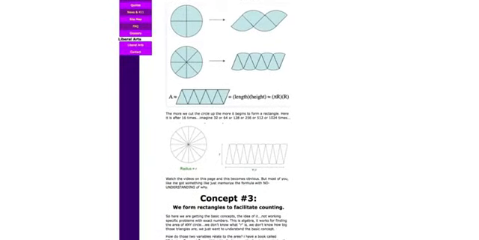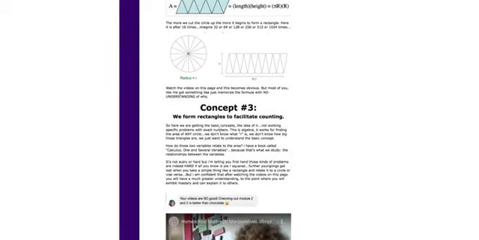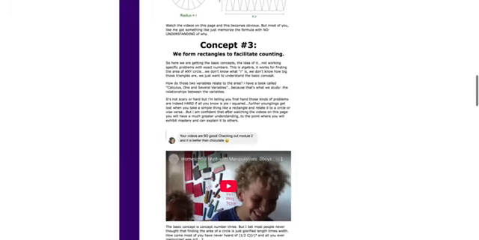What are we basically going to do? We're basically going to do length times width, right? Where r is one of the lengths and pi r is the other length. So concept number 3, we form rectangles to facilitate counting. That's it. There's only 5 concepts.